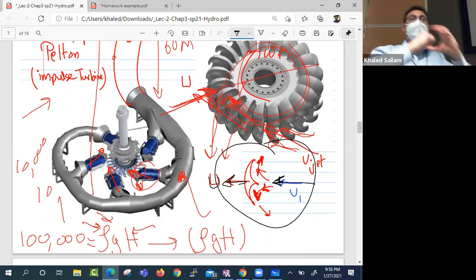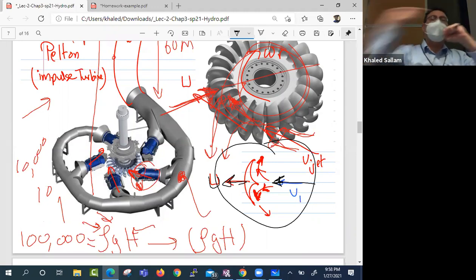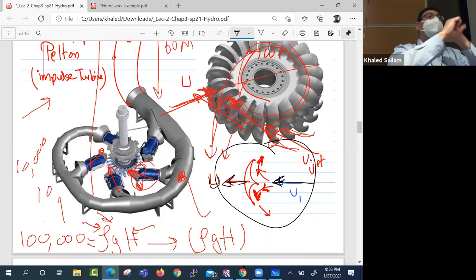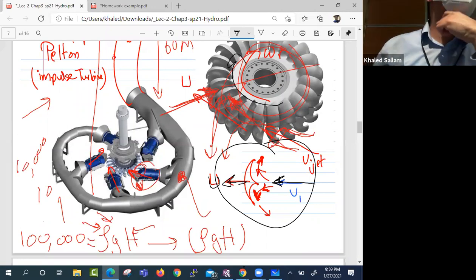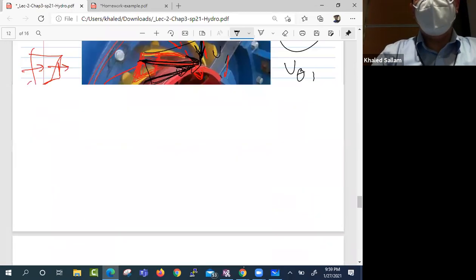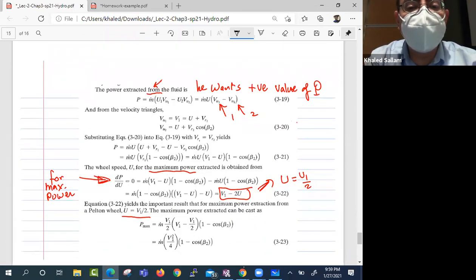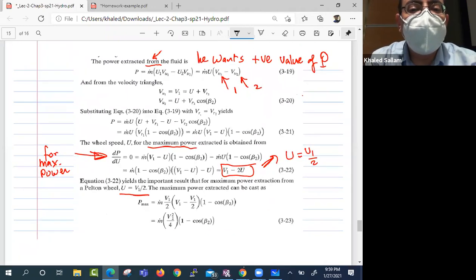The other extreme is someone holds the shaft so tight and the water is shooting at V, but the plate is not moving. U is 0. The torque would be maximum, right? The U would be 0, the torque would be maximum, but the power would be 0 again because the power is torque times omega. So between those two extremes, there must be an optimum velocity for the plate. Optimum velocity gives you the maximum power. Okay, and that is what he's trying to do over here. He's trying to figure out what is the maximum power.